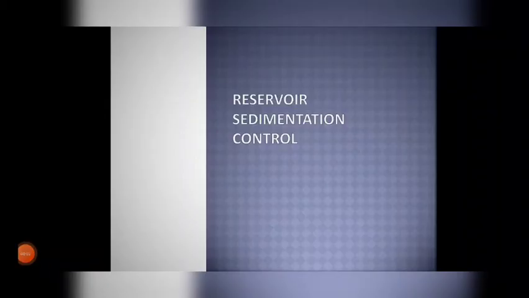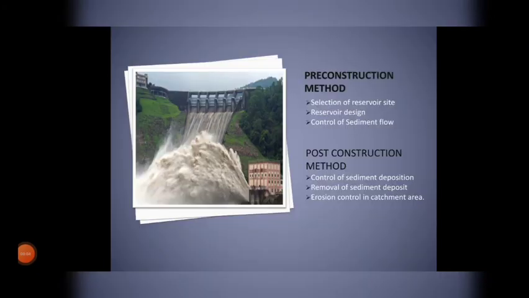Reservoir Sedimentation Control. Reservoir sedimentation can be controlled by two methods, that is by pre-construction method and post-construction method. In pre-construction method, there are three ways to control the sedimentation: by the selection of reservoir site, by reservoir design, and by the control of sediment flow. In post-construction method, it can be controlled by control of sediment deposition, by the removal of sediment deposit, and erosion control in the catchment area. Pre-construction method is a method which is done to reduce the sedimentation before the construction of a reservoir.